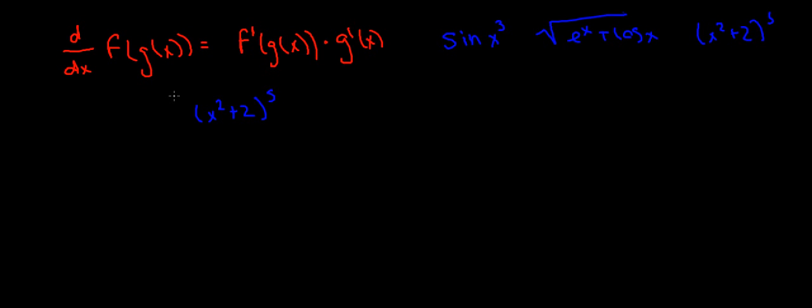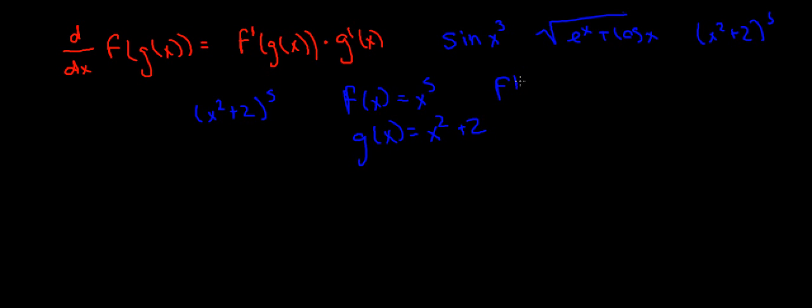If I want to think about it really methodically, I'm going to think of f of x as x to the fifth, basically, and g of x is equal to the inner function x squared plus 2. And basically what's going to happen is I'm going to take the derivative of the outer function while the inner function remains the same. So I'm just going to ignore this part for the time being, and I'm going to do the derivative of the outside.